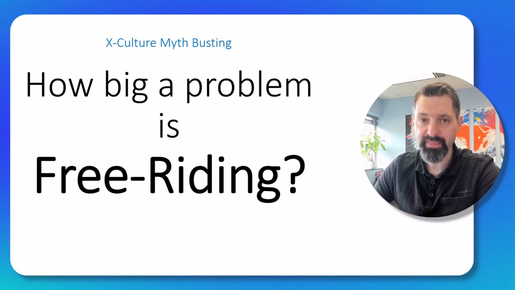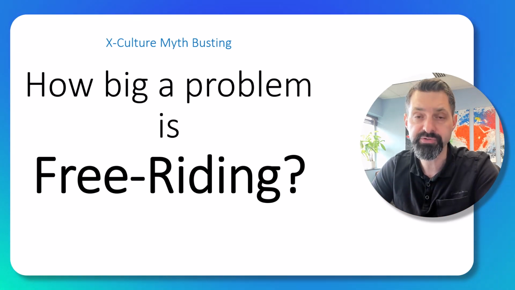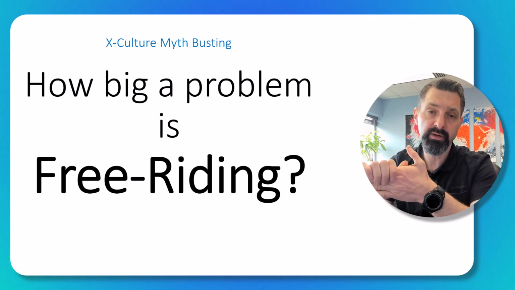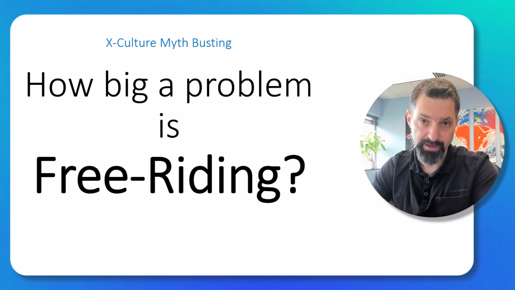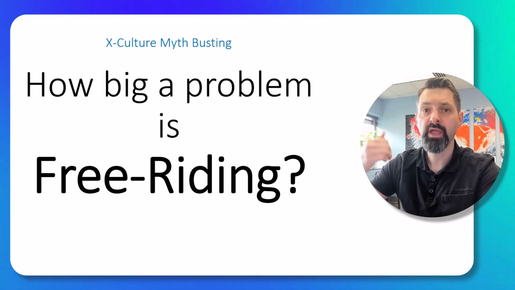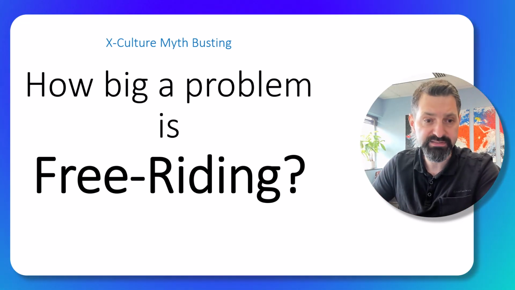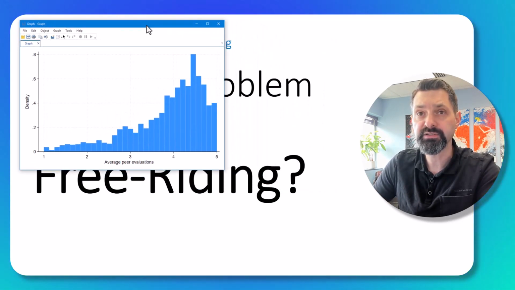And we had that same rate in X-Culture when we started the project 14 years ago, but we've instituted a bunch of different policies that reduced that number dramatically: peer evaluations weekly, shared peer evaluations, coaching, threat of exclusion if you do not participate. And this is what peer evaluations look like today.